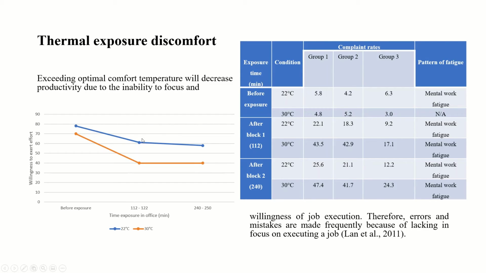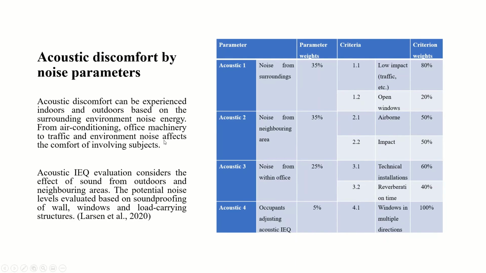This is the graph that shows the willingness of job execution, where a better temperature gives a better result in willingness to exert effort. This is the table of complaint rates, where we have higher complaints at higher temperatures instead of lower temperatures. Next is the acoustic discomfort by noise parameters.